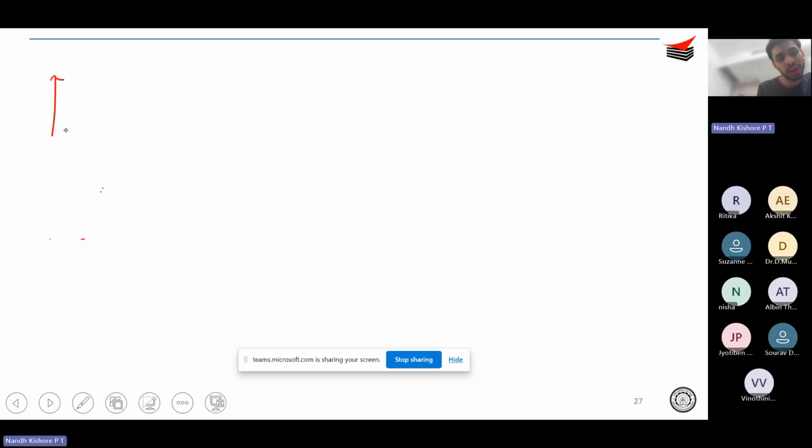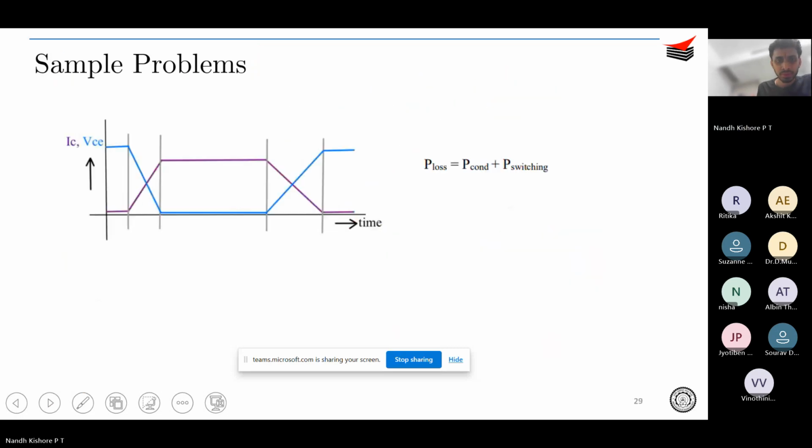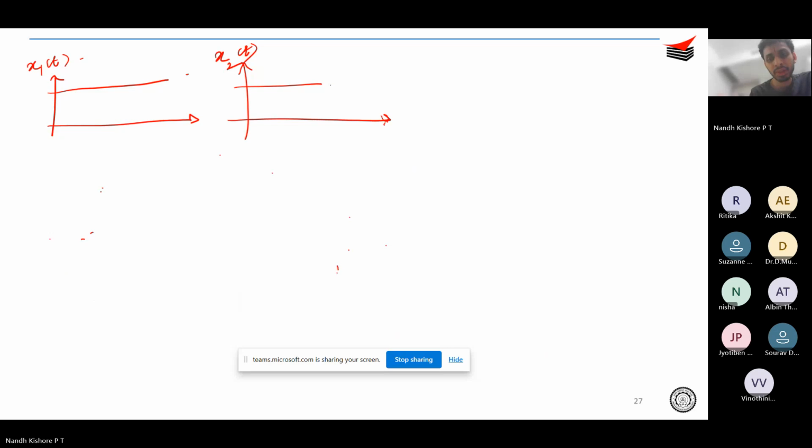Let's say you have two curves. Let's say I call it x1 of t. x1 of t is something like this, a DC value, and x2 of t, again a DC value. Okay. In that case, if you multiply both of them, again you are going to get a constant, obviously, right? And let's say this is for a time period Ts.